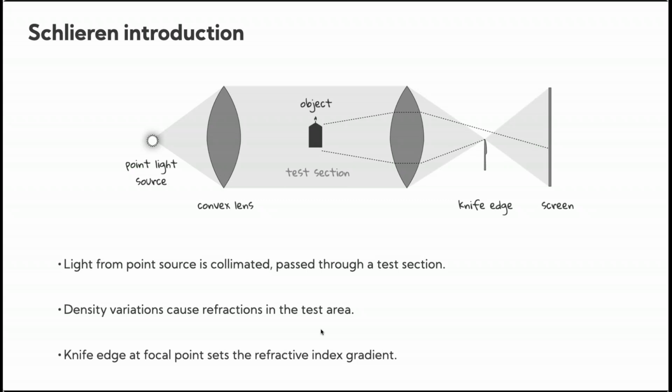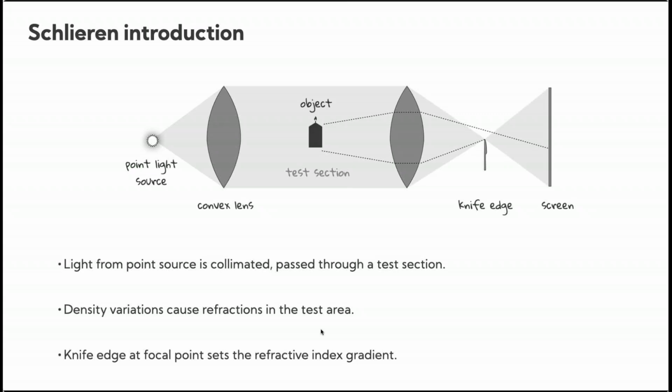So as I'm sure all of you are familiar with, Schlieren is effectively exploiting the refraction properties associated with light in a specific medium. More specifically, if you have a light from a point source where the rays are collimated and it's passed through a specific test section using two convex lenses, you observe these refractions, which are an artifact of density variations within the test area. And these refractions can be projected on a screen once they pass through a certain knife edge.